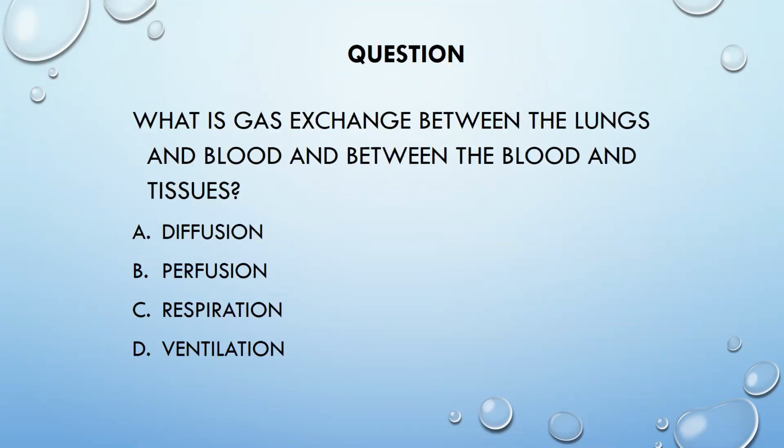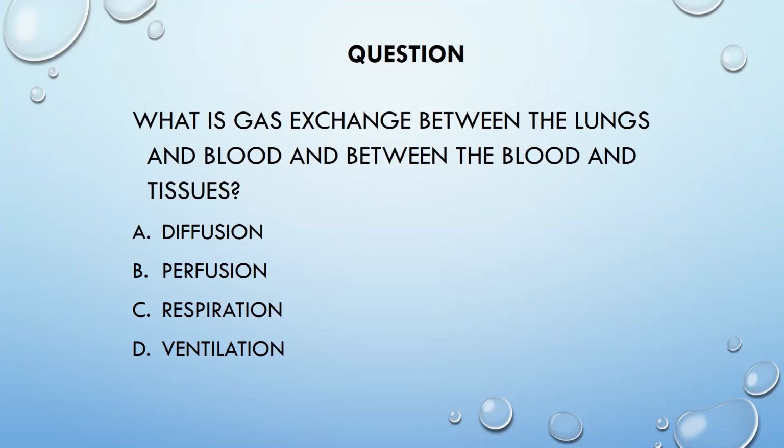What is gas exchange between the lung and the blood, and between the blood and the tissues? Take your time. So C is the correct answer. It's respiration. This is where gas exchange between the lungs and blood, and then the blood and the tissues, occurs. That's that second component. We've been talking about 3 mechanisms. This is the second one.